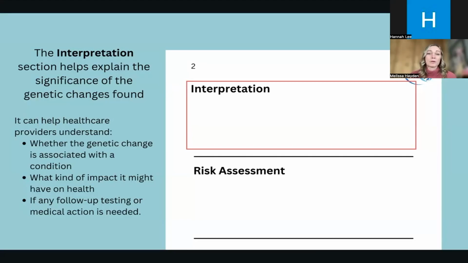Once a finding has been reported, the interpretation section helps explain the significance of those findings. This section helps healthcare providers understand whether the genetic change is associated with a particular condition, what kind of impact it may have on health, and whether any follow-up testing or medical action is needed.